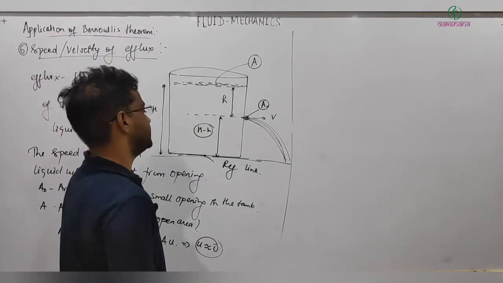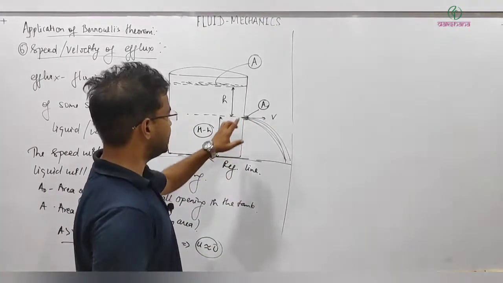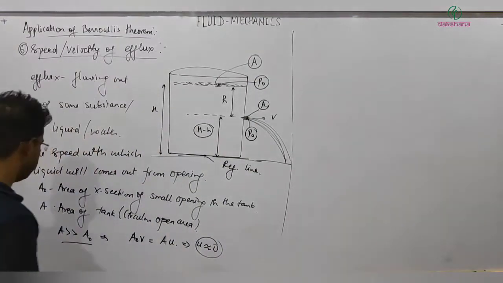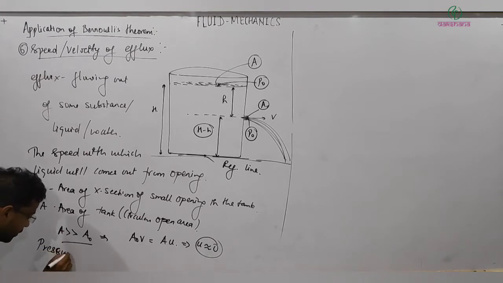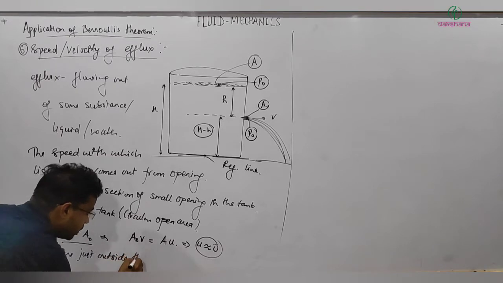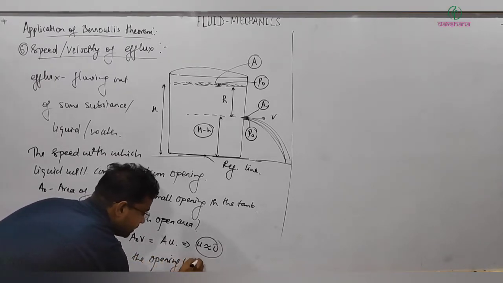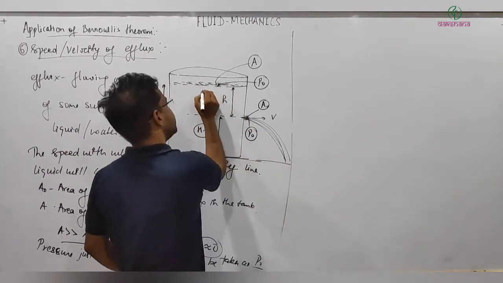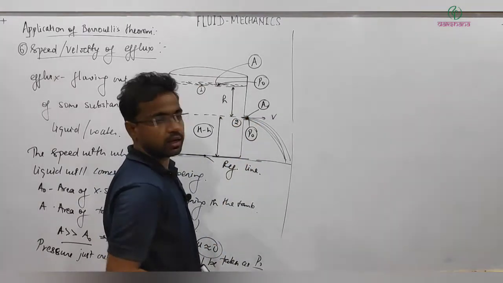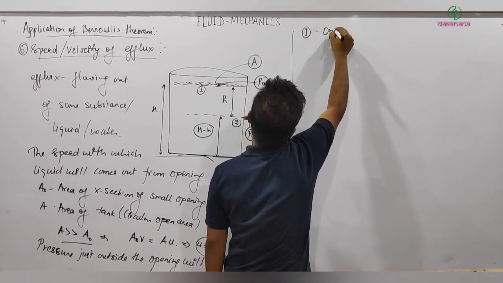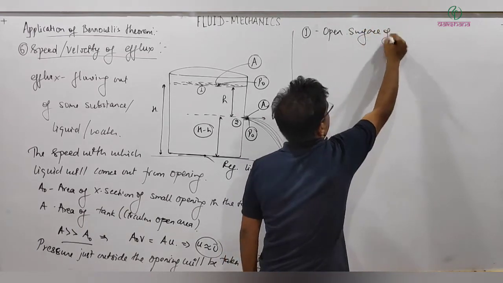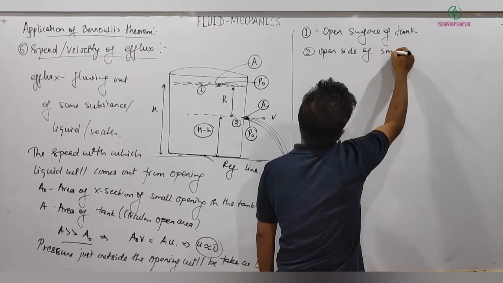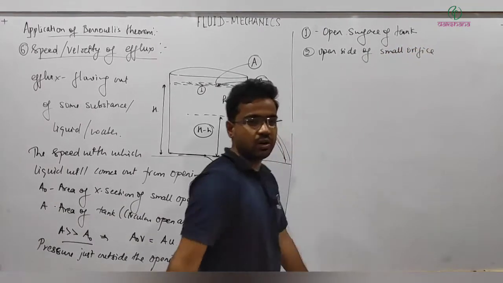Okay, another point, the pressure just outside this opening will be like the pressure here, so the pressure here will be equal to what? P naught, and at this point also it will be equal to P naught, atmospheric pressure. So the pressure just outside the opening will be taken as P naught, atmospheric pressure. Now let me take this as point 1, and this as point 2. Point 1 is at the open surface of the tank, and point 2 is the open side of the small orifice, or a small opening on the side.